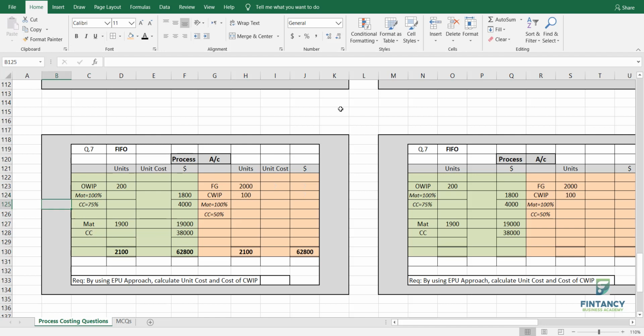Okay, my friends, the examiner will not tell you again and again to use the EPU approach. You should know this, even if he is not telling you. Whenever there is opening or closing work in progress, you have to use the EPU approach. Okay, let's start the solution.